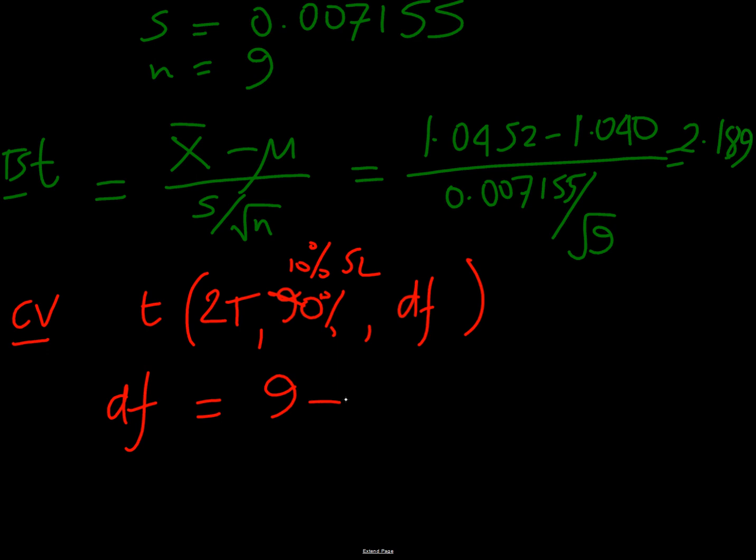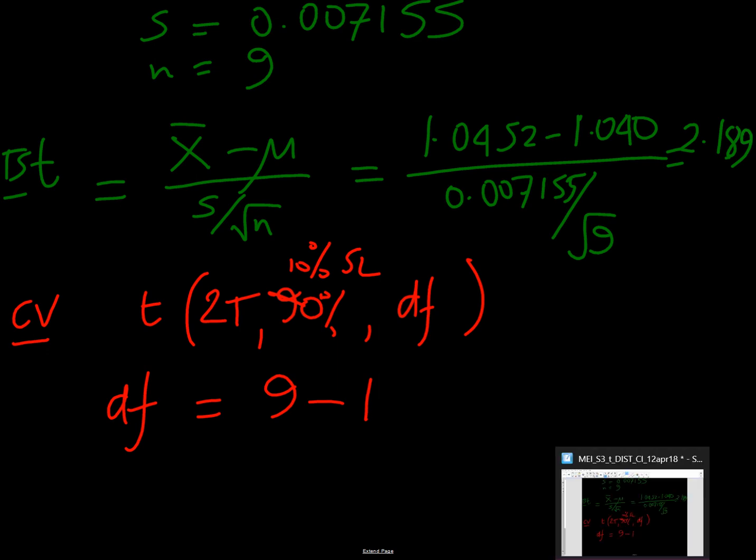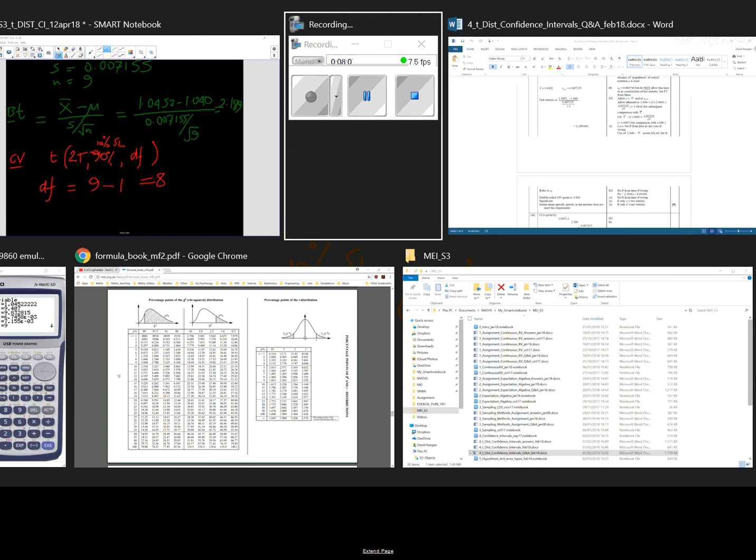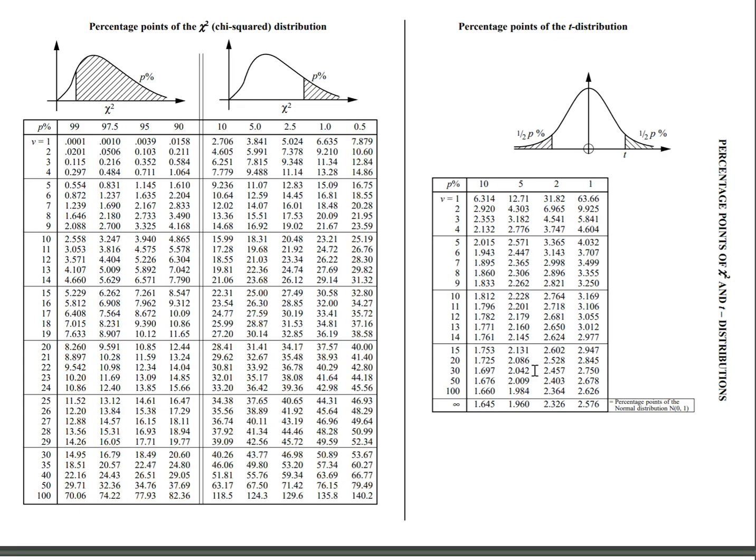And we know that our totals have to add up to fit in with our mean. We've used it to find our mean, so we've used 1 degree of freedom to find our mean, and so we've got 8 degrees of freedom. So if we now go to our tables, I've got those up here.